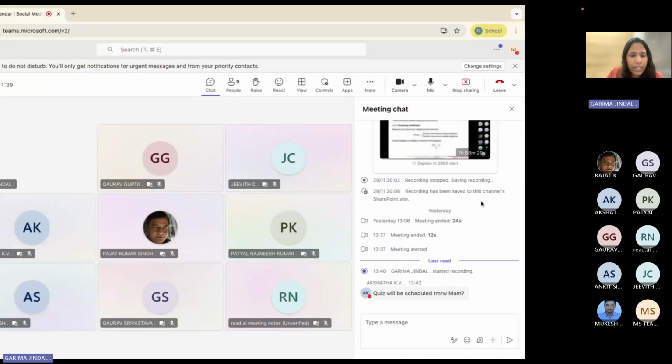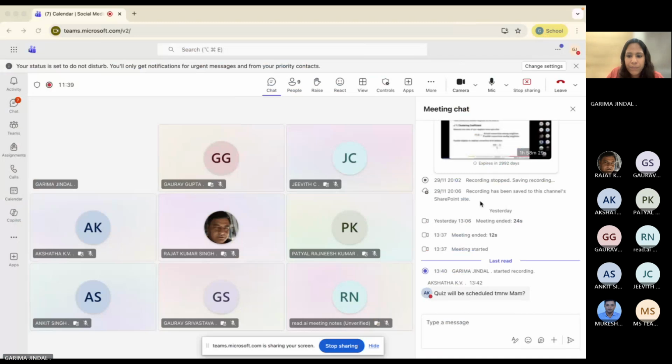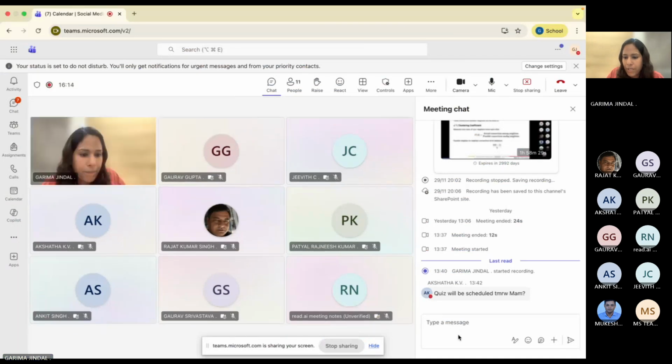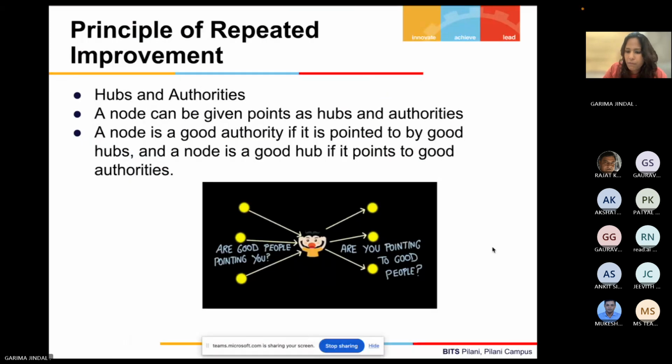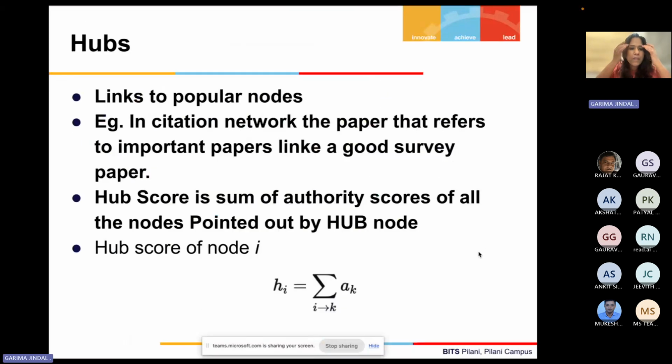So up till now, any doubt, anyone? Yes, the quiz will be scheduled tomorrow. Up till now, is it clear what I'm explaining? Okay, so now we will move on to the definition of hubs.